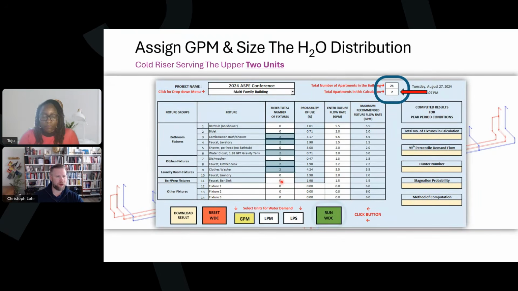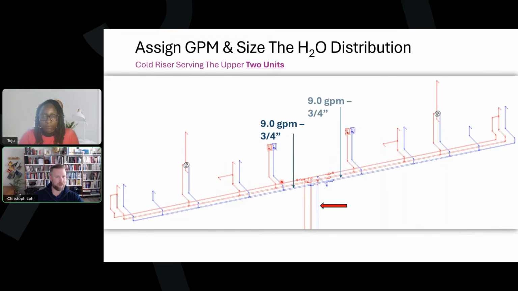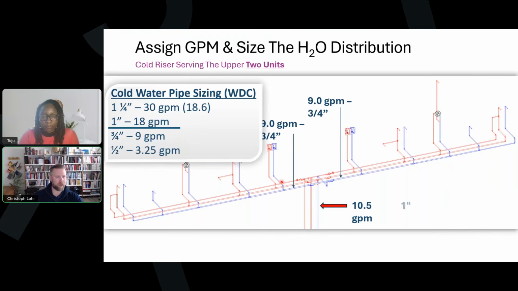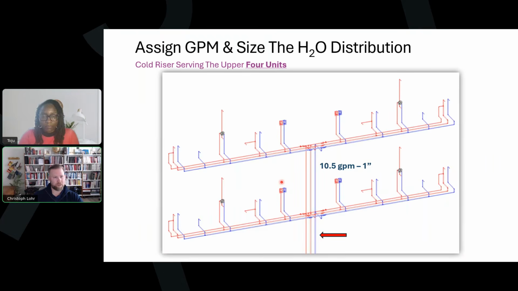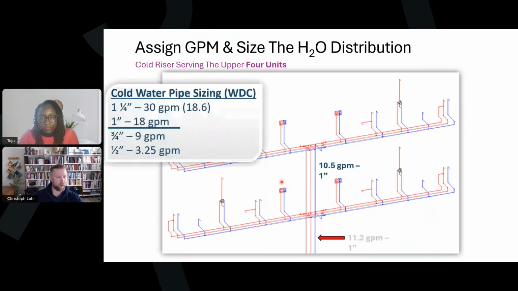Press that green button of the Run Water Demand Calculator, and our peak flow rate ends up being 10.5 GPM. So 10.5 GPM, that is less than 1 inch, so that becomes a 1 inch pipe. Moving on, now we've got 4 units. Same thing, press that green button, 11.2 GPM. 11.2 GPM still is less than that 1 inch.